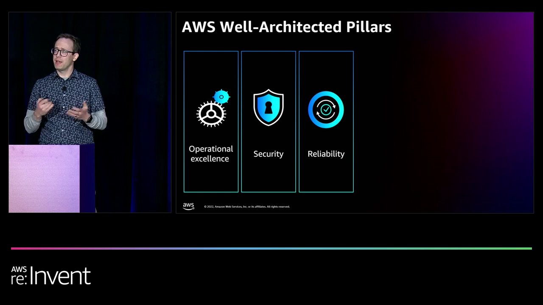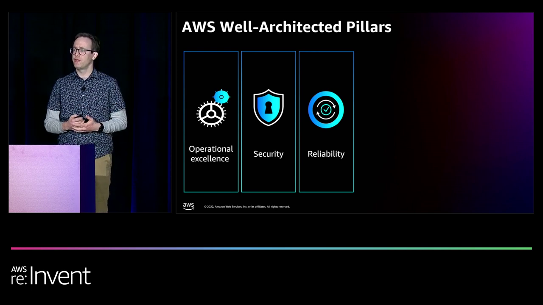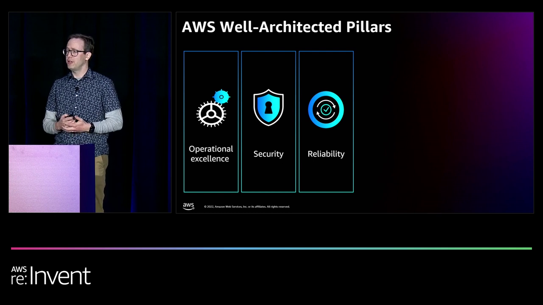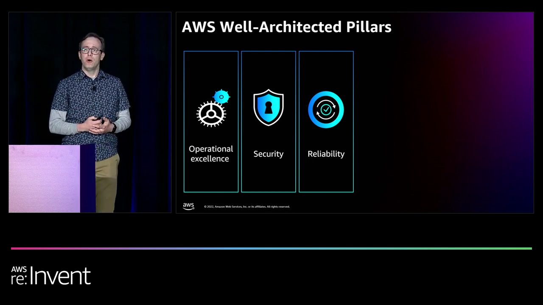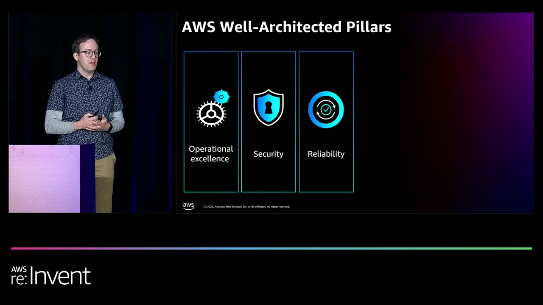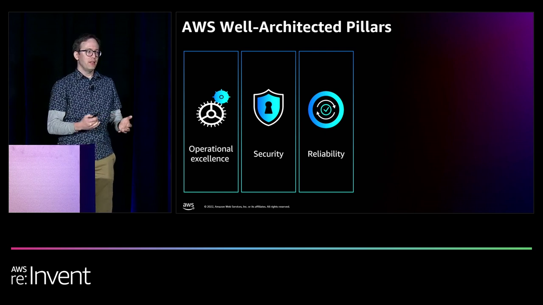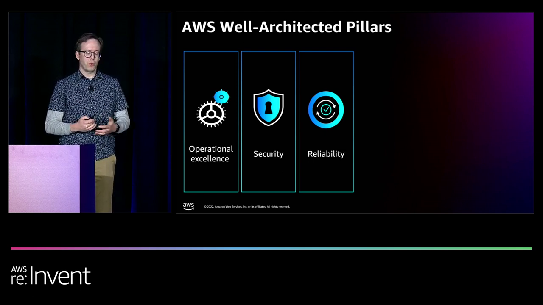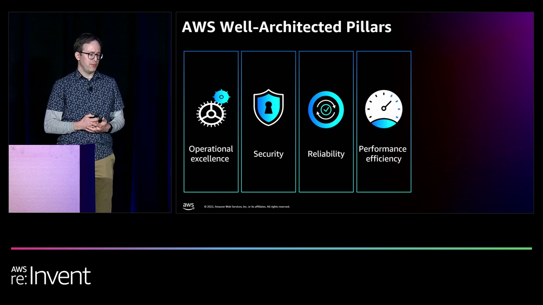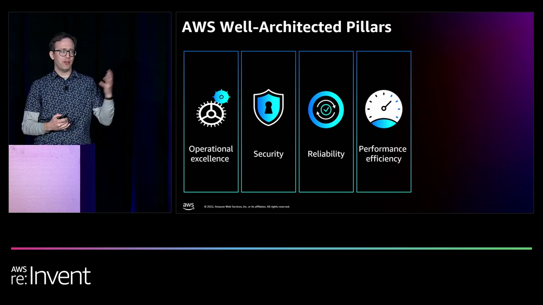Reliability. Making sure that your infrastructure is highly available, that it could tolerate a potential service event in an availability zone or a network issue or some problem that would cause a node in your network or a device to go offline momentarily. Making sure that your app is able to scale on demand and doing so with high availability is a core thing that we look for in the reliability pillar. Performance efficiency. How are you appropriately scaling up and down?